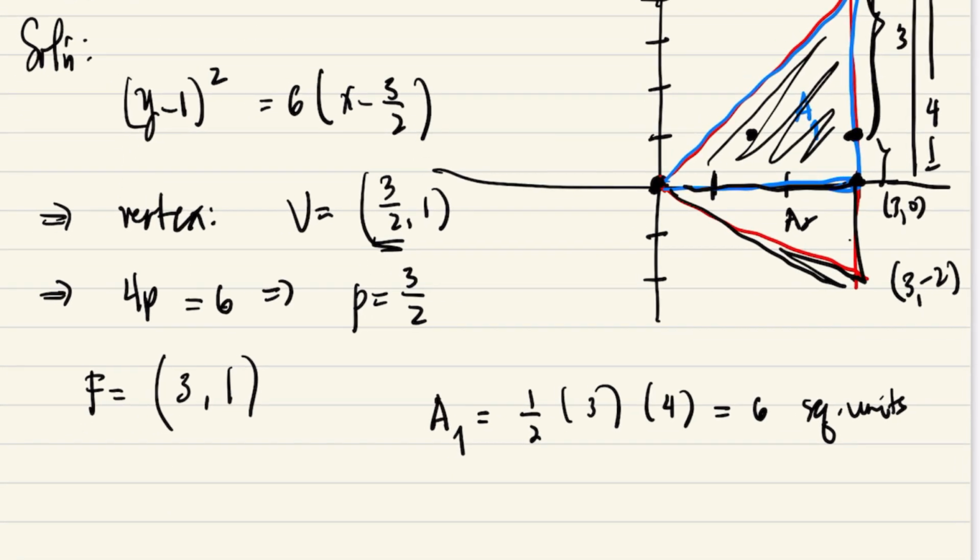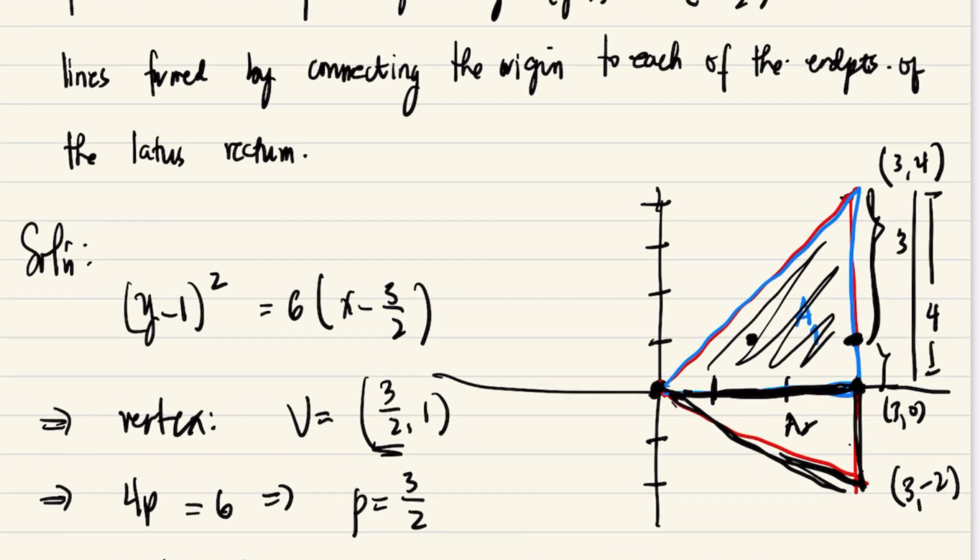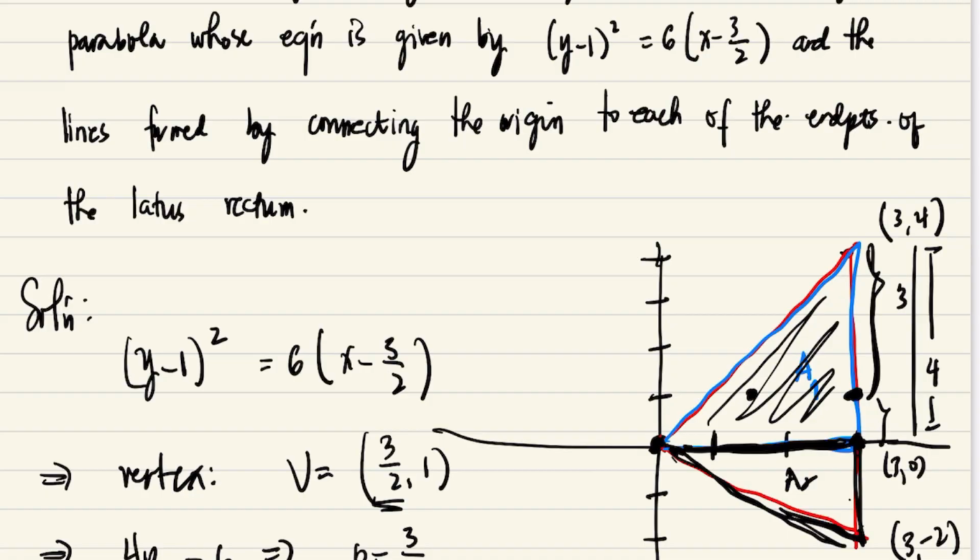So how about the second area? So the area 2 is 1/2. Our base here will be the same, so that will be 3, times the height here, however, which is actually 2. So the answer is 3. Therefore, the entire area is the sum of A1 and A2. So that's actually 9 square units. That's it. So if you have any questions or clarification, you can comment down there so that I would know and we can discuss on that. So that's all for now.